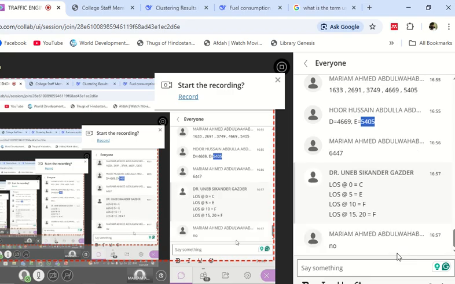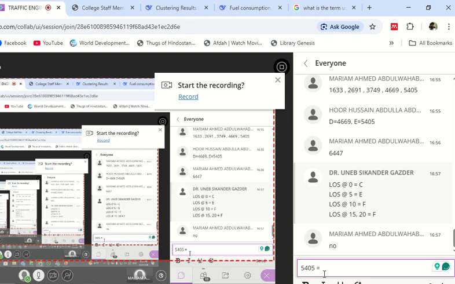Let's say I want to avoid level of service F. So I want to know in which year I have level of service F. I know a level of service F will happen in the future, right? It will happen when the volume becomes 5405. When the volume crosses this value, my level of service becomes F. So in future, I'm looking for 5405.